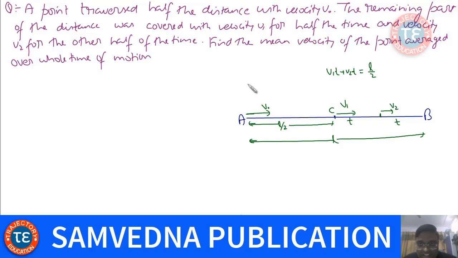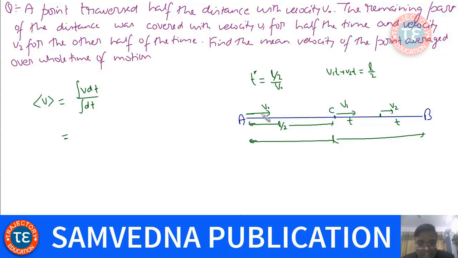And what's the time taken to move AC distance? Time taken to move AC distance is going to be L by 2 by V naught, say call it T dash. We have to find mean velocity V, that is integral V dt by integral dt.